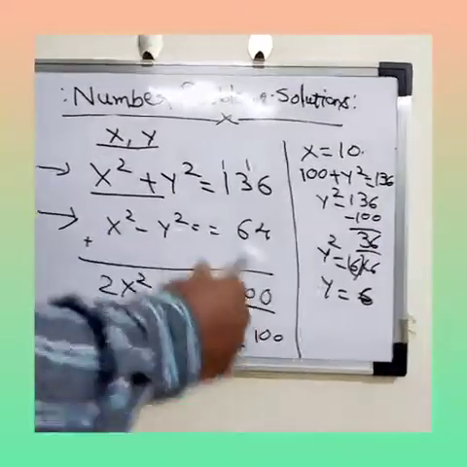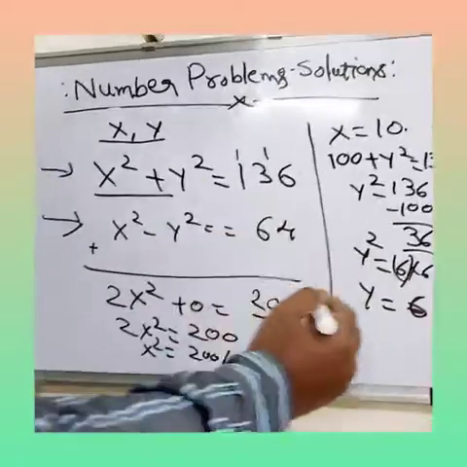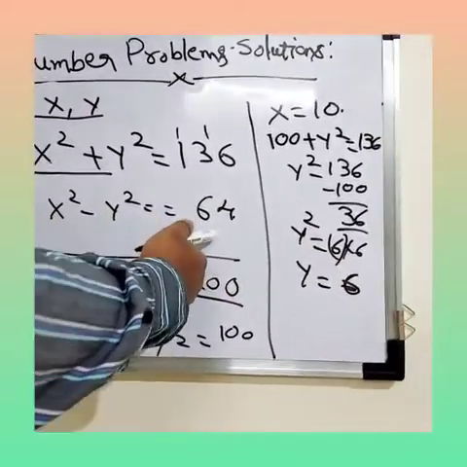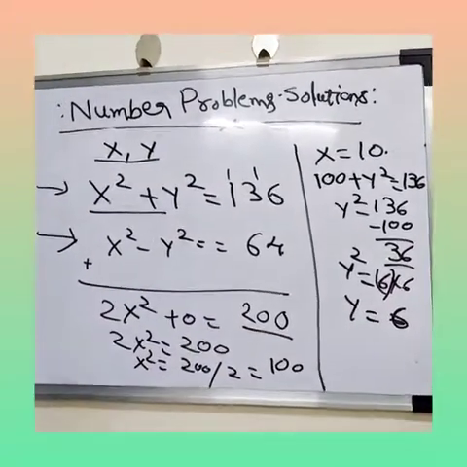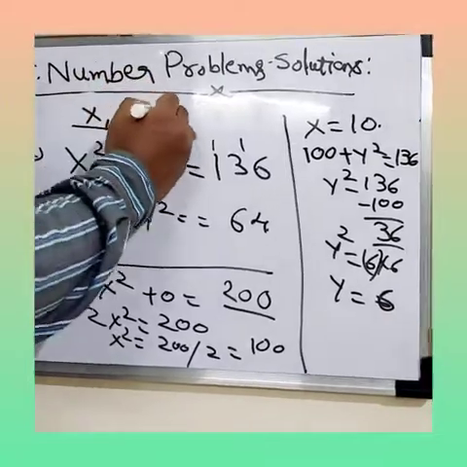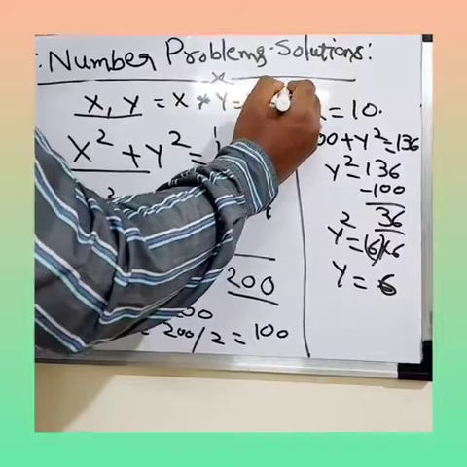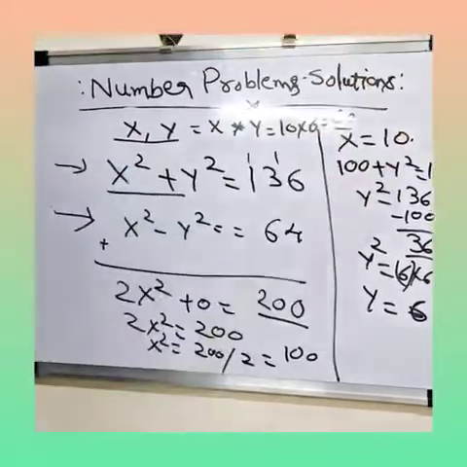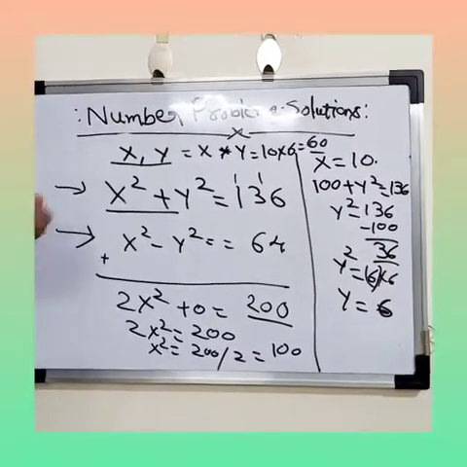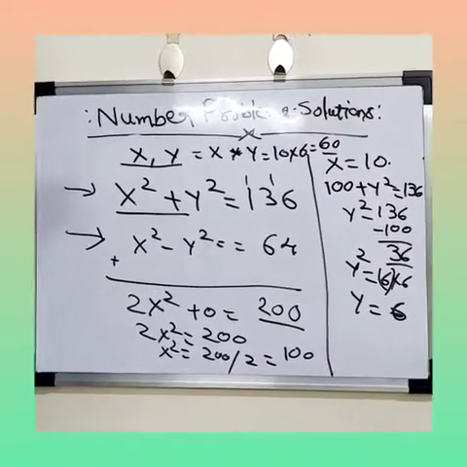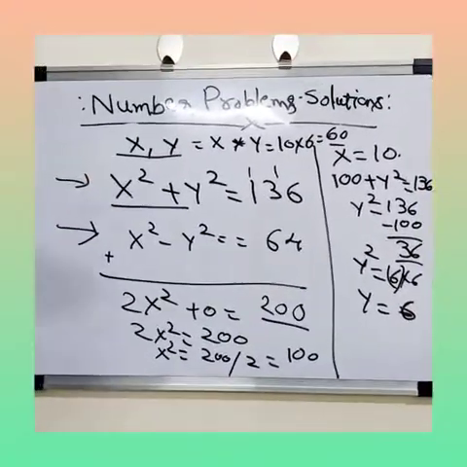If you verify the values, 100 plus 36 is 136, and 100 minus 36 is 64. So what is the question? You need to find the product of x and y. The product of x and y is 10 into 6. The answer is 60. This is the way: just by using the conditions given in the problem and applying simple plus and minus, you will easily find the values of x and y.